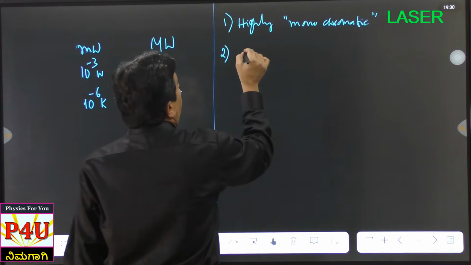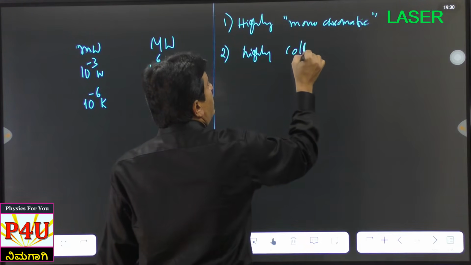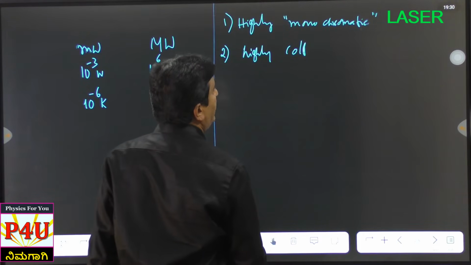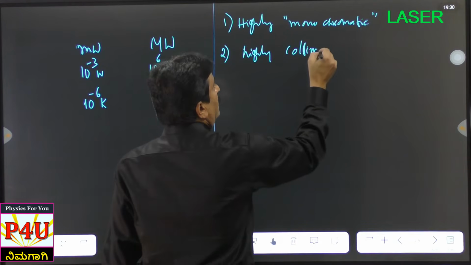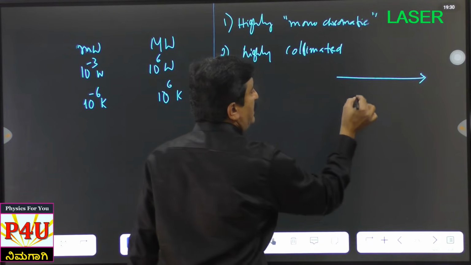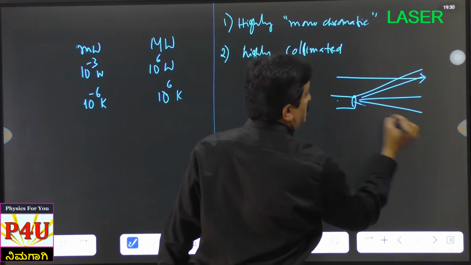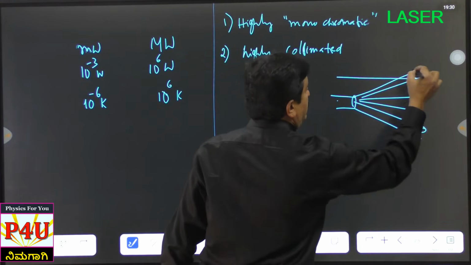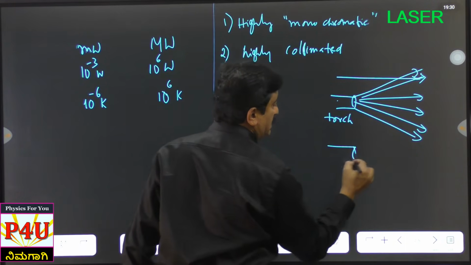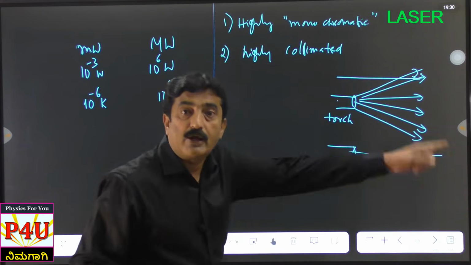Next, it is highly collimated. What do you mean by collimation? Traveling in the form of narrow beam. See, if this is the torch, okay, if you switch on, the light travels like this. Okay, so it gets dispersed this way. This is a torch, normal torch. If you have a laser source, if you switch on, it will travel in the form of narrow beam.